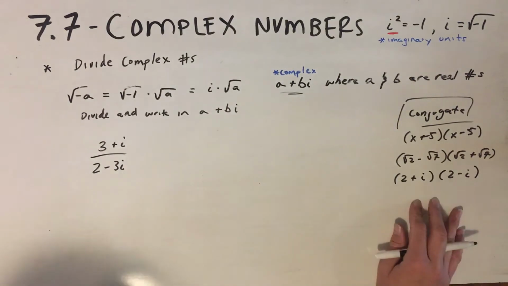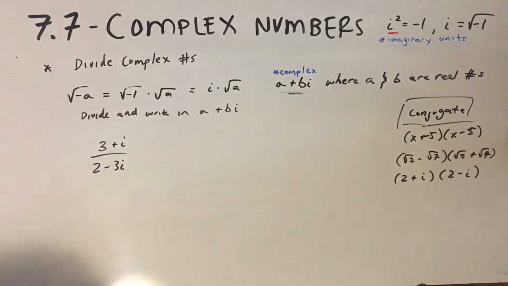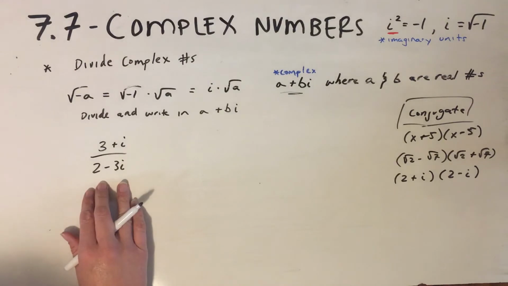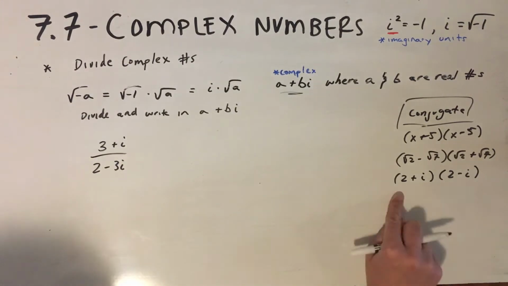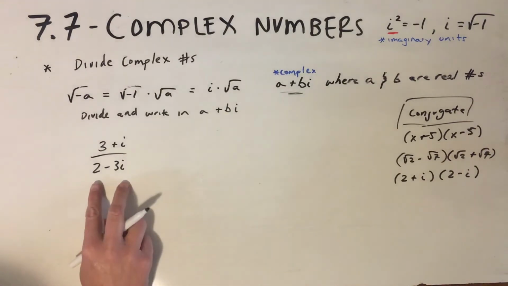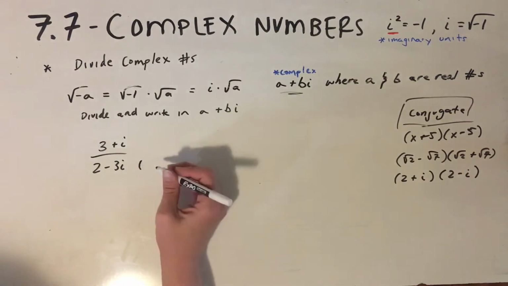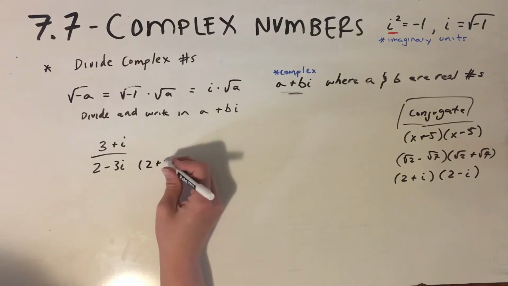Now, I left this conjugate information here because, again, we just want to get this imaginary number out of the denominator. And the way that we're going to do that is by multiplying by its conjugate. So it's going to be the same 2 terms, but with opposite signs.